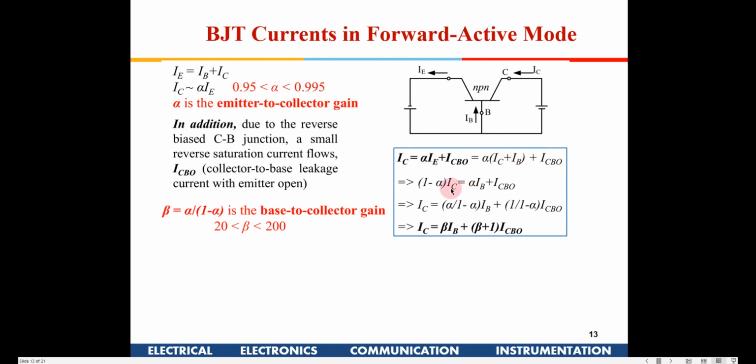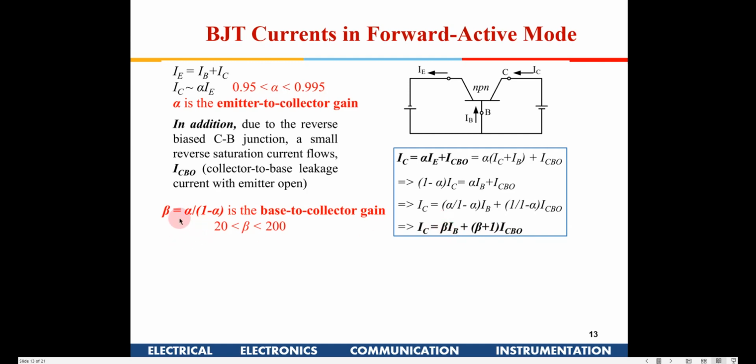And then you bring the IC terms together here, then you can write IC is equal to alpha divided by 1 minus alpha IB plus 1 divided by 1 minus alpha ICBO. So IC is given by beta IB plus beta plus 1 ICBO. Okay, so this is another equation. Now we have introduced one more term which is beta out here.